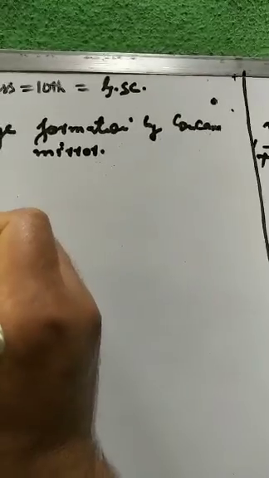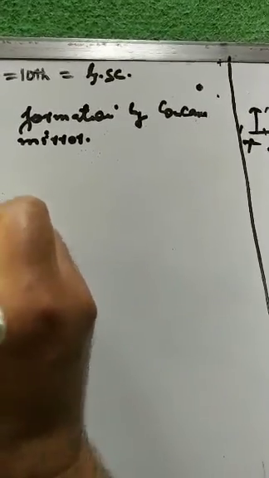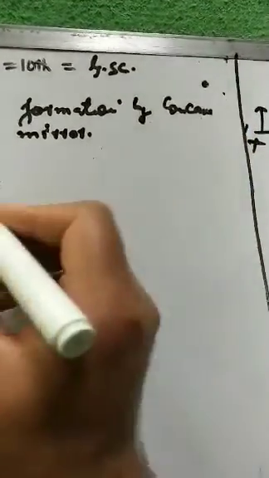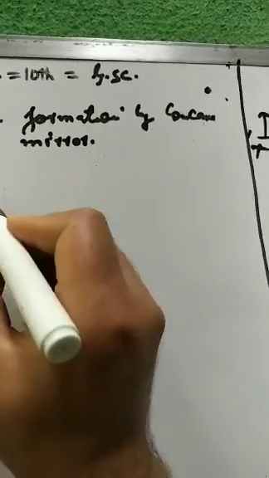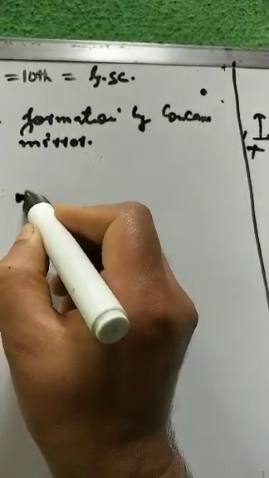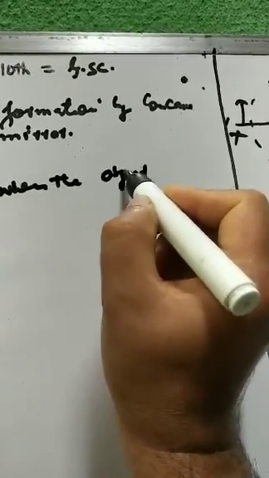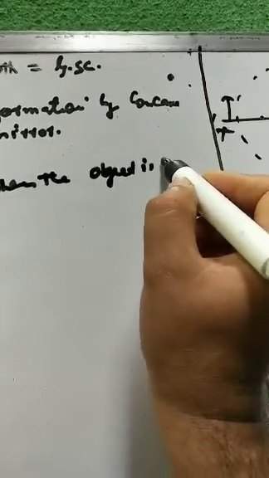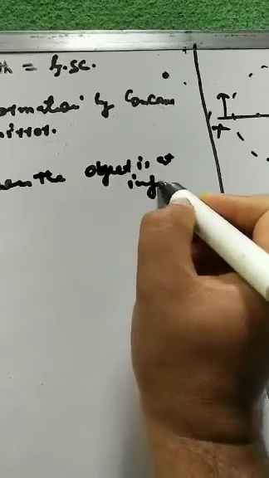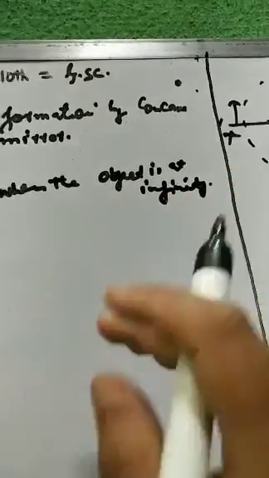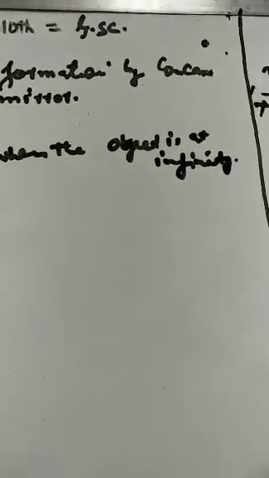So let's take the first case. We will start from infinity. Suppose this is infinity. The first case is when the object is placed at infinity. Infinity means the object is at a very large distance from the concave mirror.